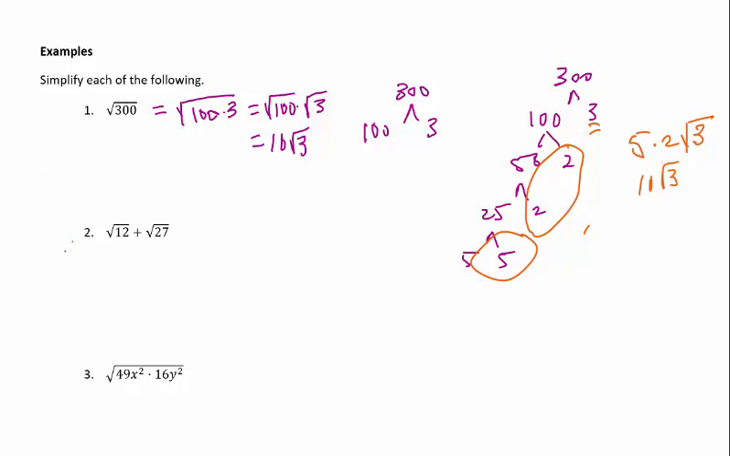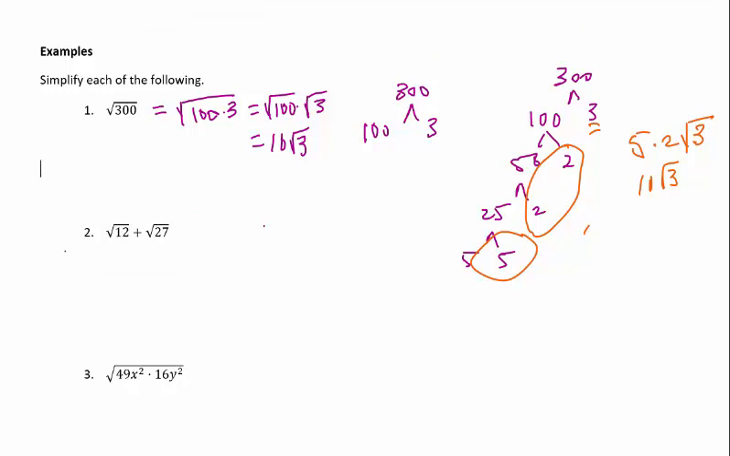Okay, number 2, the square root of 12 plus the square root of 27. Okay, we can combine with multiplication, but we can't combine with addition unless they have the same radicand. And in this case, they don't. So we will simplify each of these first.